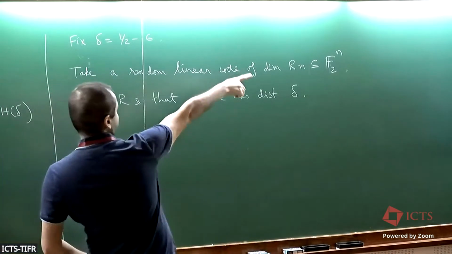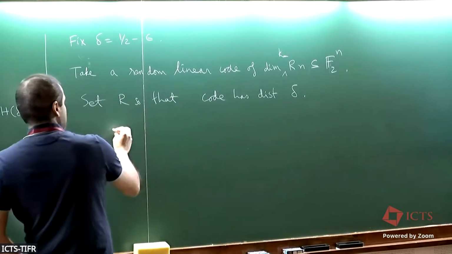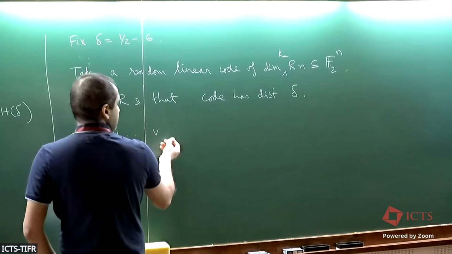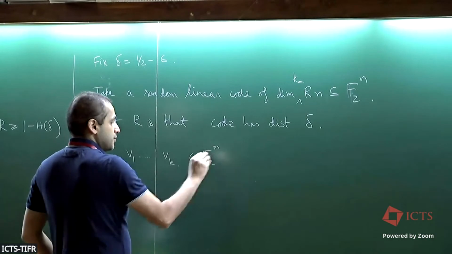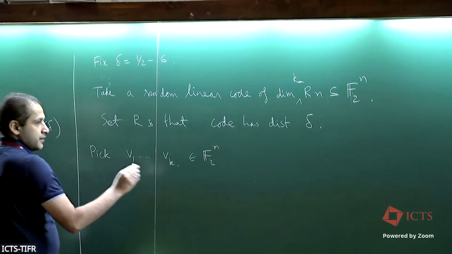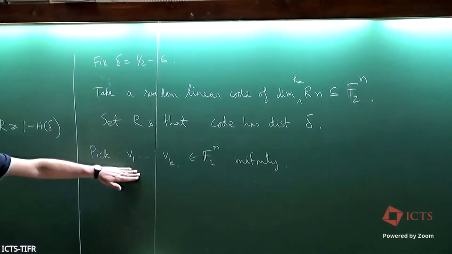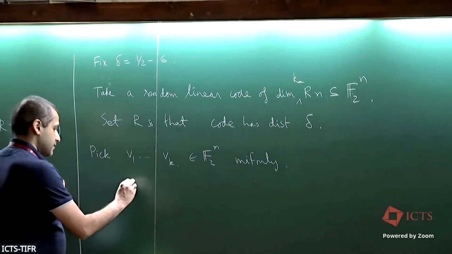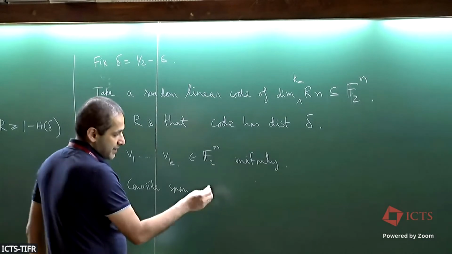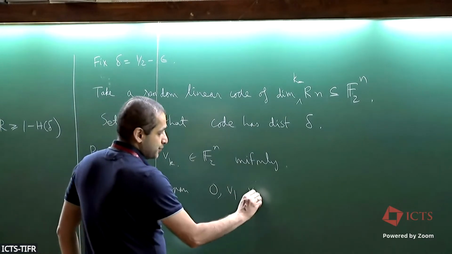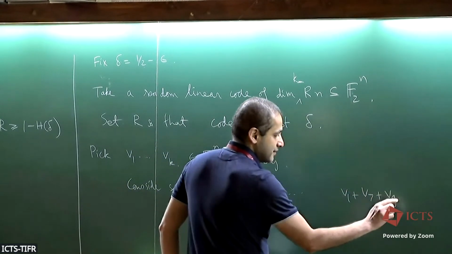So let's pick the random linear code. Let me also call k equals Rn. So we've picked, let's say, v1 up to vk in F2 to the n uniformly. And then we look at the span of v1 up to vk. So consider the span. What's the span? I will tell you what it is. 0, v1, v2. There are lots of things. v1 plus v7 plus v9. Dot, dot, dot.